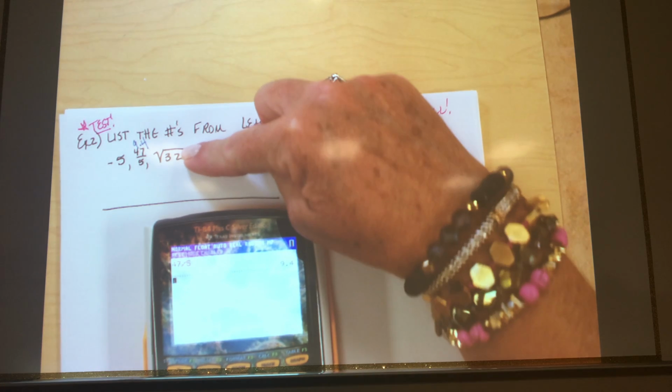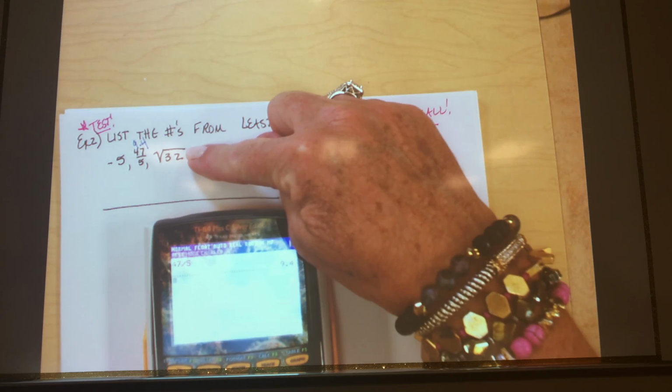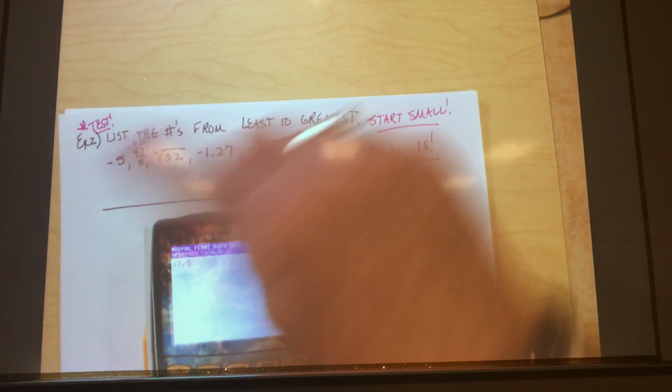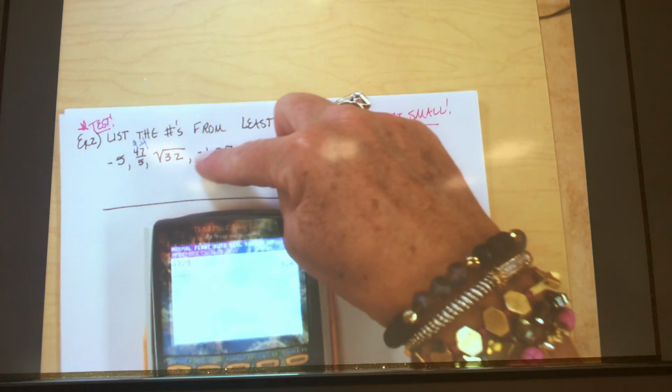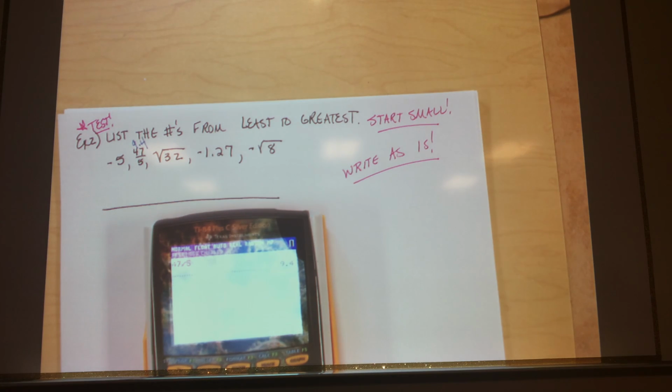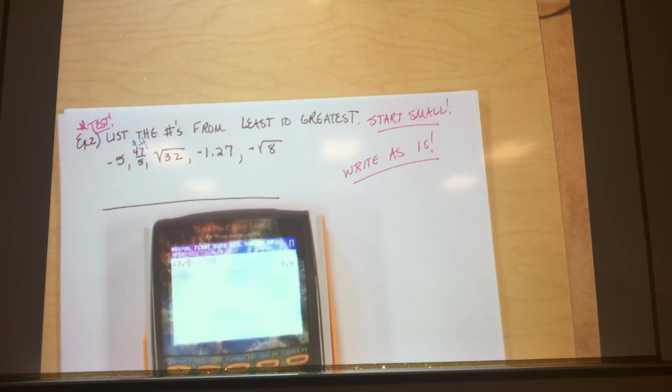Do you agree that the square root of 32 is between what 2 perfect squares? 36 and 25. So that means the square root of 32 is between 5 and 6. Do you agree? Is it closer to 5 or closer to 6? 6. Why? Because 32 is how many away from 36? 4. And it's 7 away from 25. So this number is going to be 5 point something, but closer to 6, so it's going to be more than 5.5. You see what I'm saying?